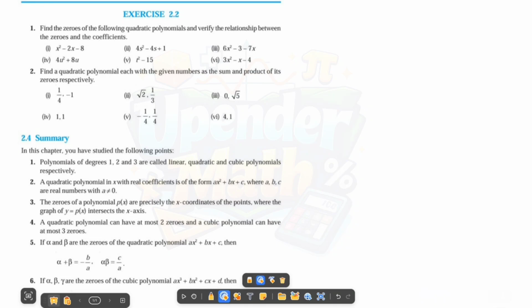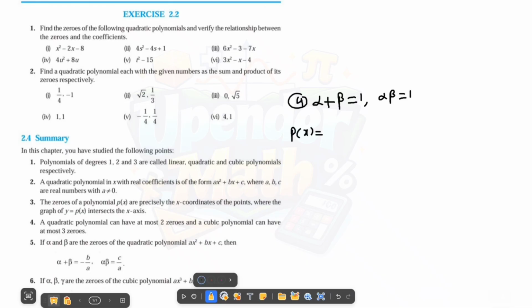Next, the fourth problem is sum of zeros is 1 and product of zeros is 1. Let's write it. If alpha and beta are the zeros, sum of the zeros is 1 and product of zeros is also 1. Now what is the formula? P of x is equal to k of x square minus x of alpha plus beta plus alpha into beta.